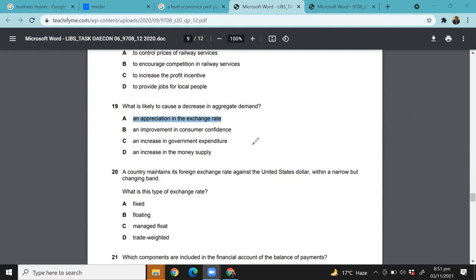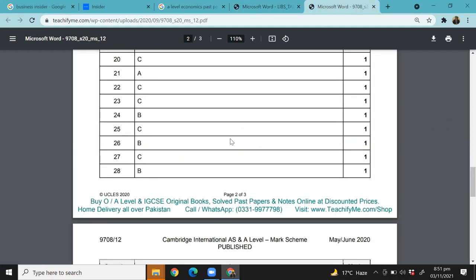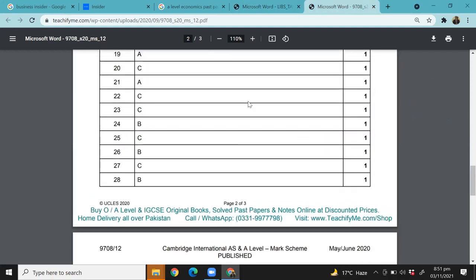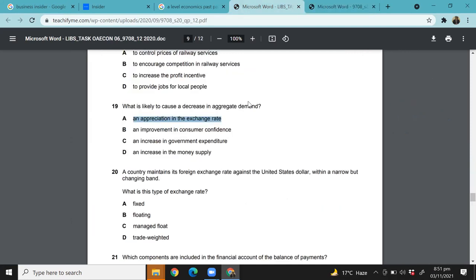Right? So 19 should be A, right? Got it? Right? Because there's no other option. I've just explained to you that an increase in money supply would mean that there will be more lending and people will be buying more, so overall aggregate demand will increase, not decrease, right? So that can't be the option.